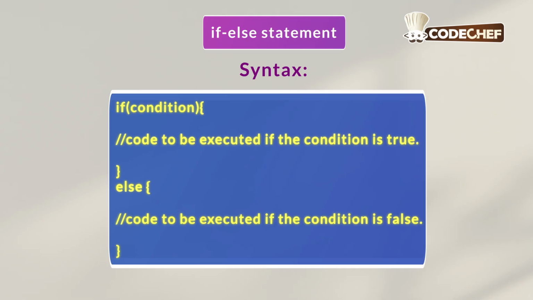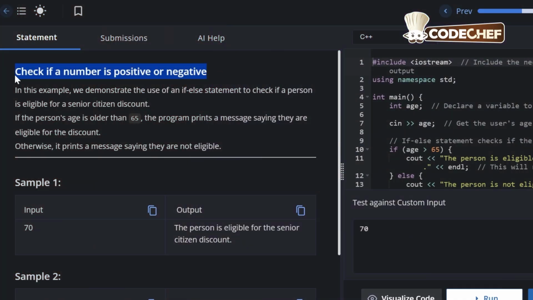Now let us go to the CodeChef platform to see how to use these conditionals in C++. The program objective is to check if a person is eligible for a senior citizen discount. Here in input we have to write the number 70. The expected output is: the person is eligible for the senior citizen discount.